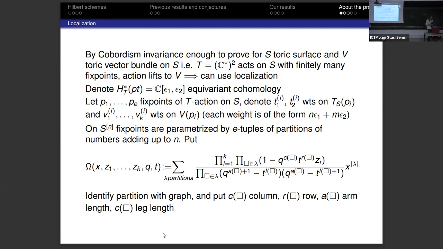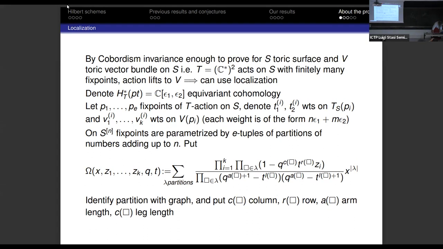Okay, so now there was also something in the chat. Somebody asked what we can say about when the surface is singular. The answer is we haven't thought about it, and so in particular we can't say anything about it at the moment.